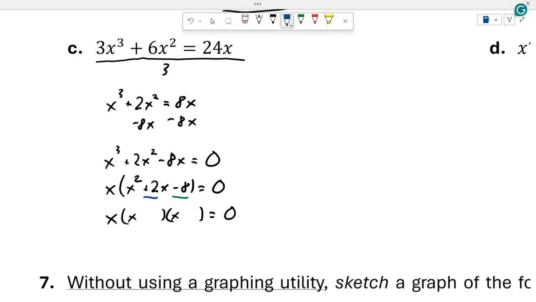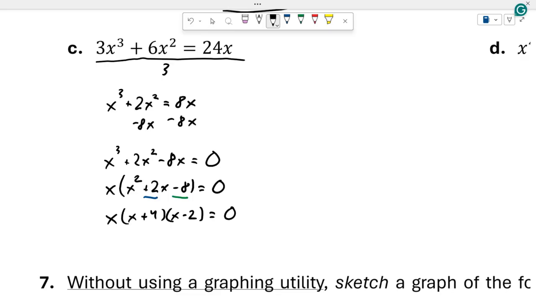So the absolute value of the positive number has to be larger than the absolute value of the negative number. So I would pause the video for a second to see, can you identify two numbers that when you multiply them give you negative 8, and when you add them give you positive 2? Those two numbers are positive 4 and negative 2. All right? 4 times negative 2 is negative 8, and 4 plus negative 2 is positive 2.